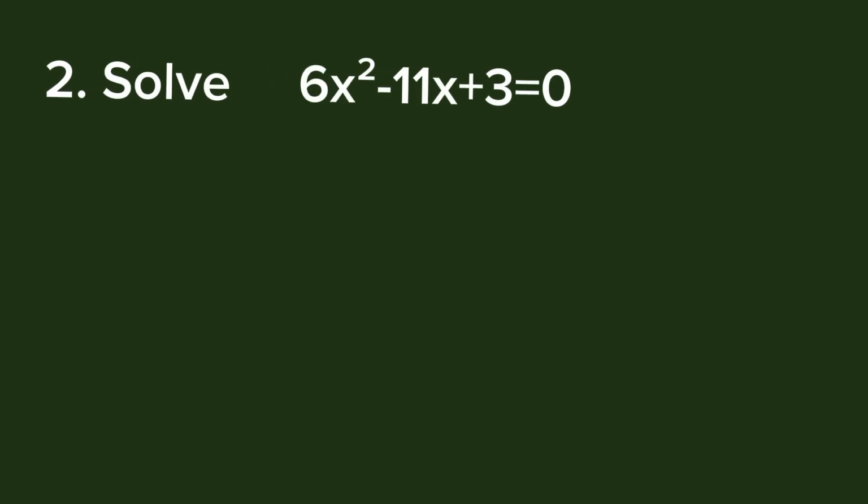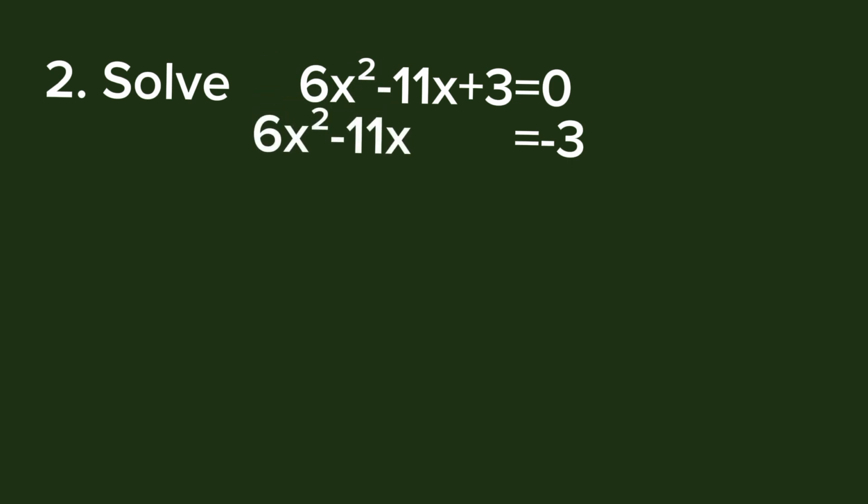Example number 2. Solve 6x squared - 11x + 3 = 0 by completing the square. Let's start by transposing 3 to the right. So we have negative 3. And bring down 6x squared - 11x.